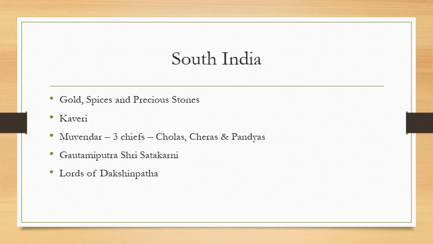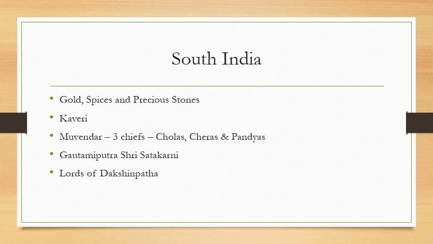Coming towards south, we find that the South India was famous for gold, spices, especially pepper, and precious stones. Pepper was particularly valued in the Roman Empire, so much so that it was known as black gold. Kaveri was the most fertile river valley of the south. Sangam poets mentioned Movendar. It was a Tamil word for three chiefs and was used for the heads of three ruling families, which were Cholas, Cheras, and Pandyas.